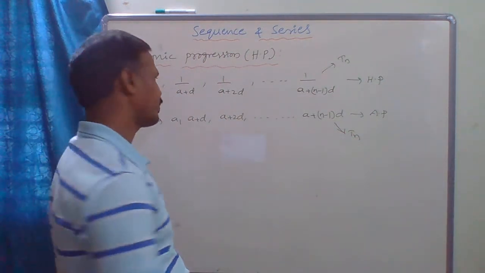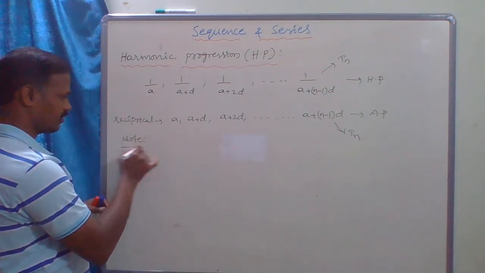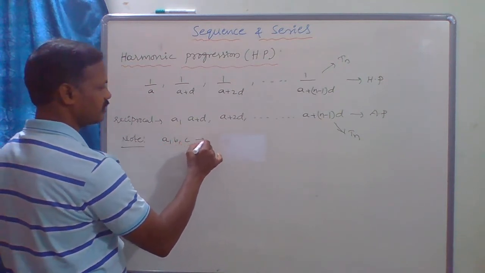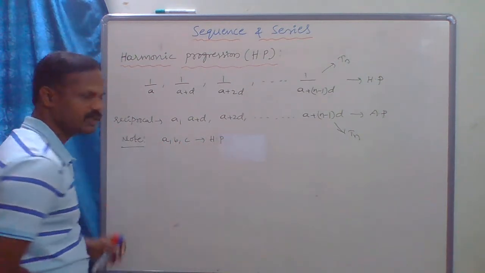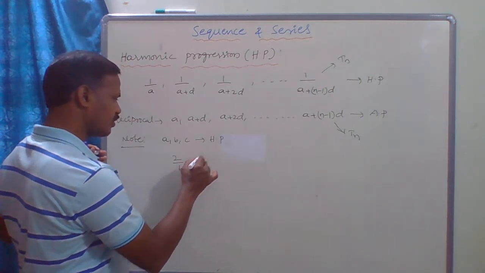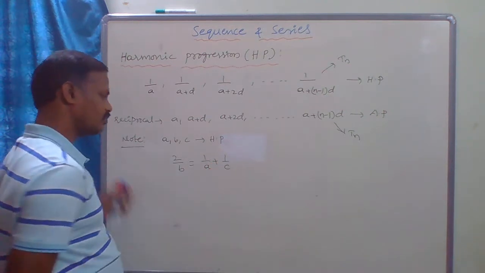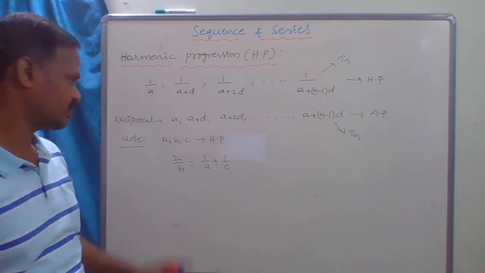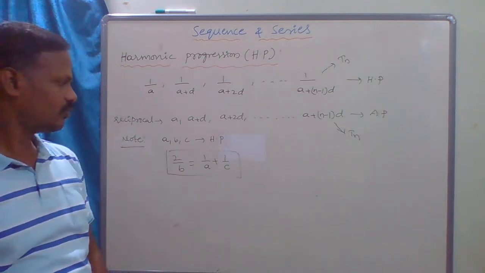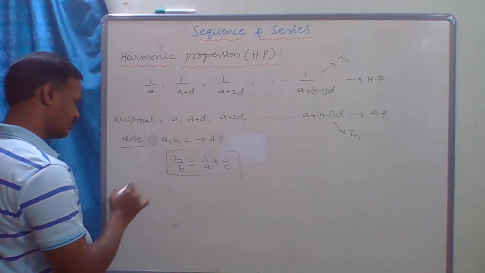Clear? Okay. And now, if A, B, C are in HP, then 2 by B equals 1 by A plus 1 by C. Okay? If A, B, C are in HP, then 2 by B equals 1 by A plus 1 by C. Right.